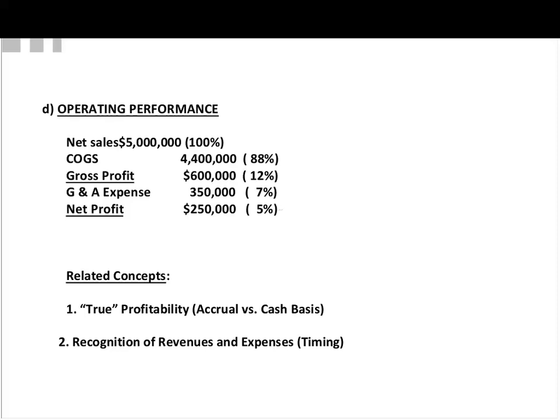Related, a higher-level concept we've discussed already several times: what's the true profitability? Accrual versus cash basis. Sometimes the accrual basis will have an artificial impact on the numbers, if you will, even for profitability. Recognition of the revenue and expenses, tying those together, ties back to accrual basis accounting. It's a timing issue, the recognition of either or both of those, revenue and expense.